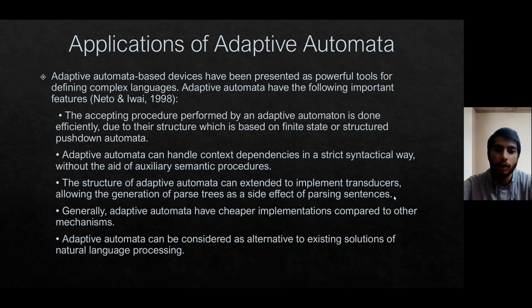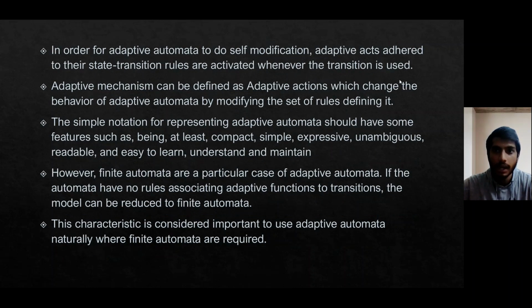The structure of adaptive automata can be extended to implement the transducer, allowing the generation of parse trees as a side effect of parsing sentences. Generally, adaptive automata have cheaper implementation as compared to other mechanisms. Adaptive automata can be considered as an alternative to existing solutions of natural language processing. In order for adaptive automata to do self-modification, adaptive actions adhered to their state transition rules are activated whenever the transition is used.